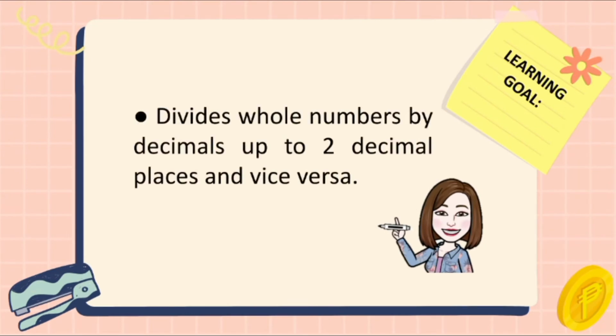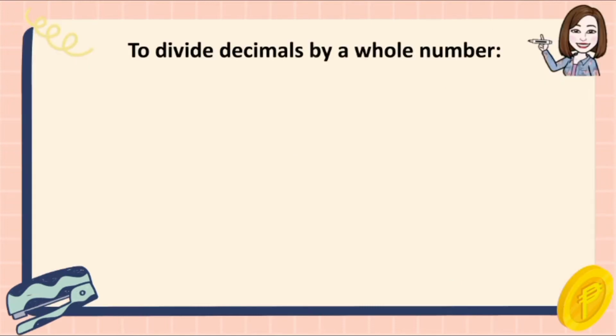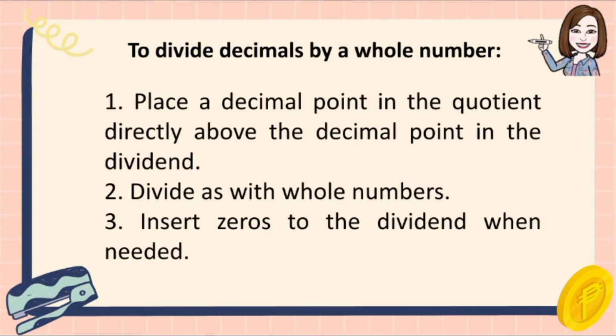Learning goal. Divides whole numbers by decimals up to 2 decimal places and vice versa. To divide decimals by a whole number, number 1. Place a decimal point in the quotient directly above the decimal point in the dividend. Number 2. Divide as with whole numbers. Number 3. Insert zeros to the dividend when needed.